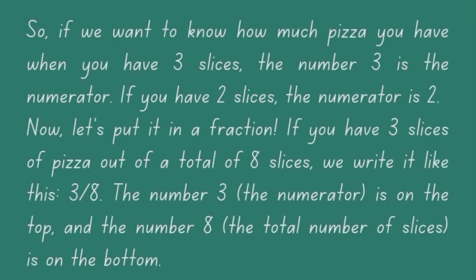So if you want to know how much pizza you have, when you have 3 slices, the number 3 is the numerator. If you have 2 slices, the numerator is 2. Now let's put it in a fraction. If you have 3 slices of pizza out of the total of 8 slices, you can write it like this: 3 over 8. The number 3, the numerator, is on the top. The number 8, the total number of slices, is on the bottom.